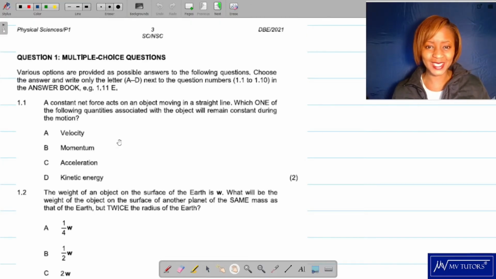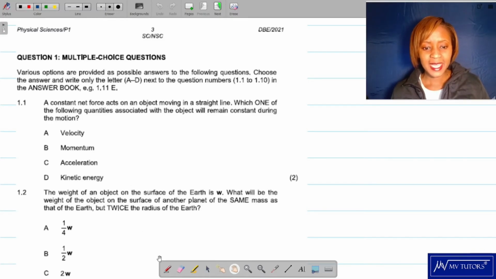Otherwise, let's get started. Alright, so it says, a constant net force acts on an object moving in a straight line. I'm already thinking Newton's second law. Which one of the following quantities associated with the object will remain constant during the motion?